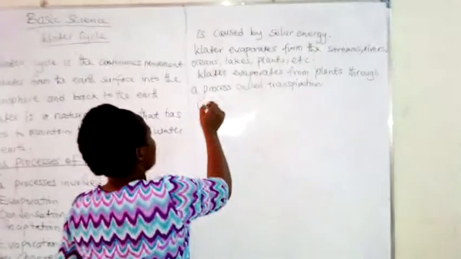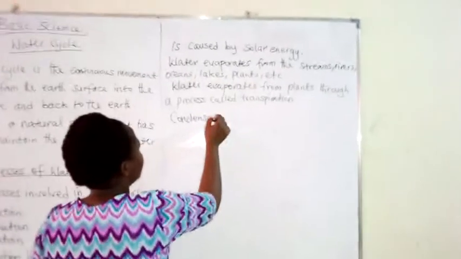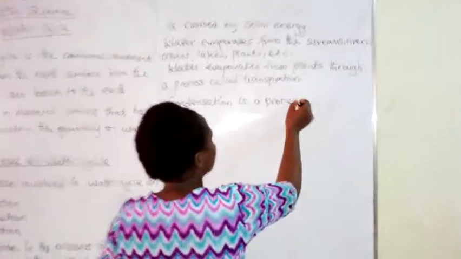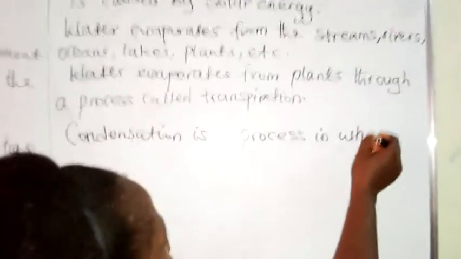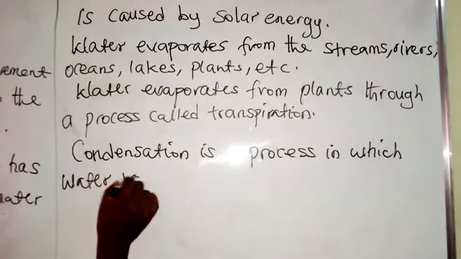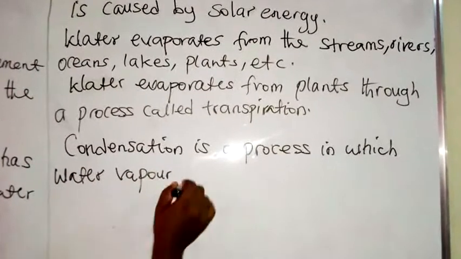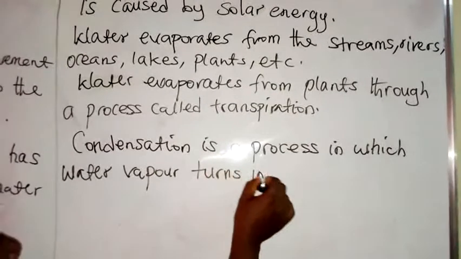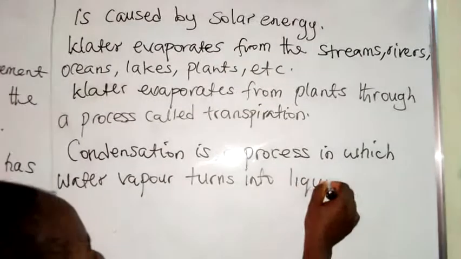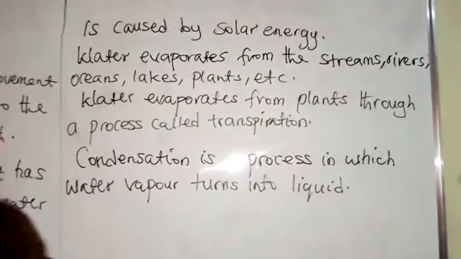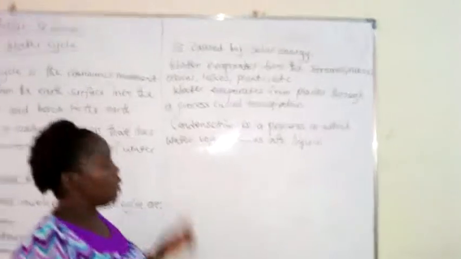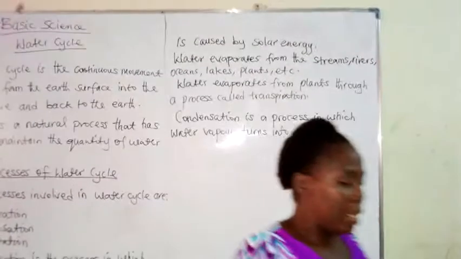So condensation of water is a process in which water vapor turns into liquid. That's water vapor. If you don't call it water vapor, you call it gas. Turns into liquid. That's what condensation is.